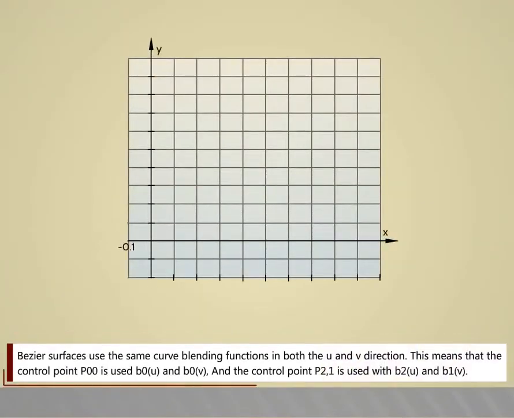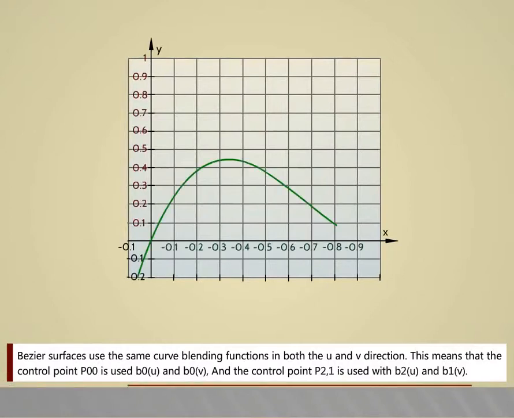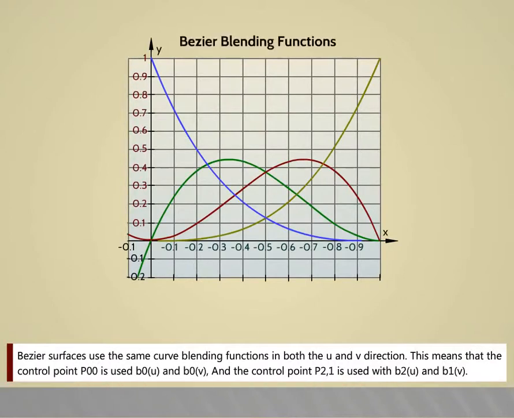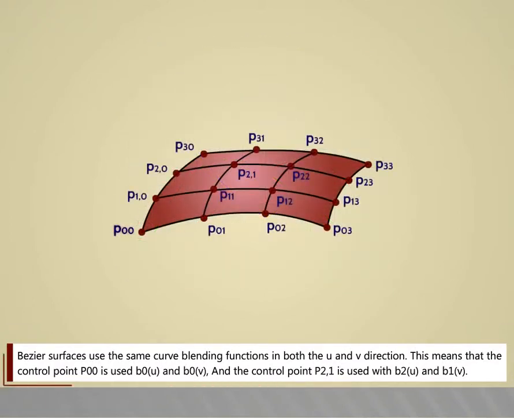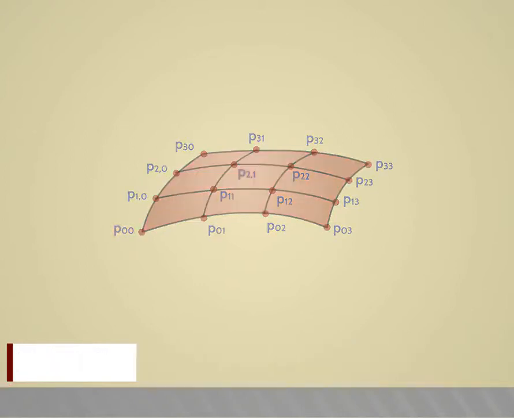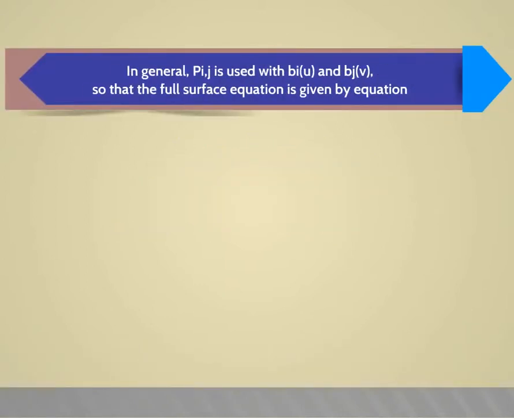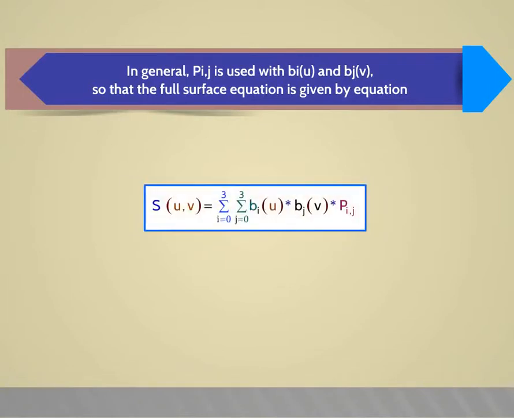Bezier surfaces use the same curve blending functions in both the u and v direction. This means that the control point P0 is used with B0 of u and B0 of v, and the control point P2 is used with B2 of u and B1 of v. In general, Pij is used with Bi of u and Bj of v, so that the full surface equation is given by equation 1.